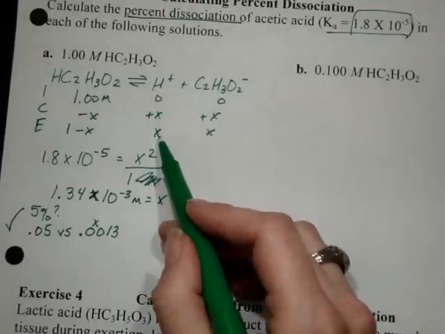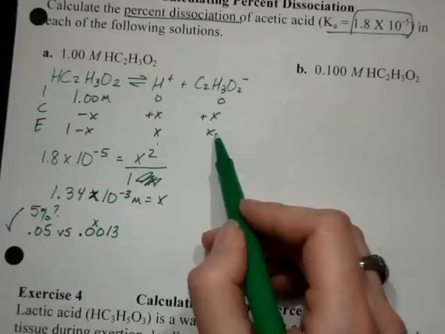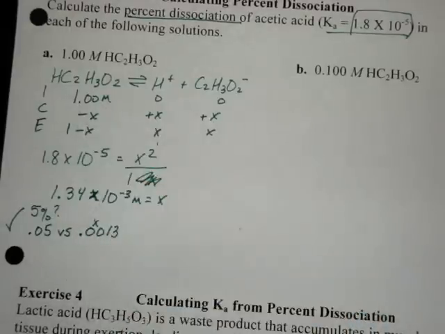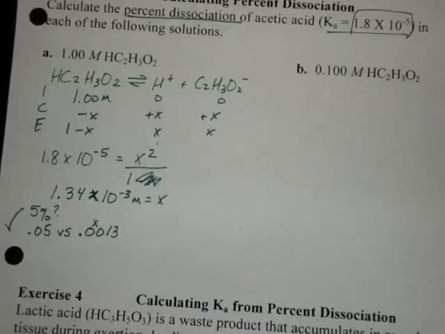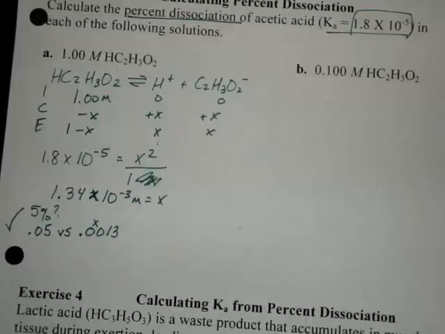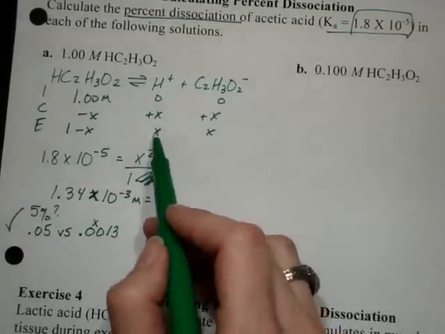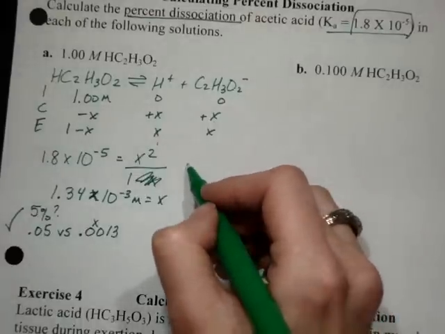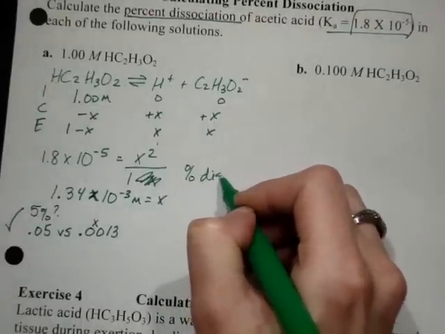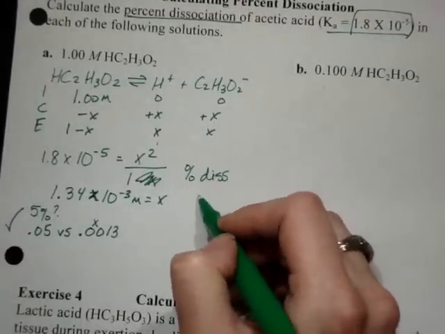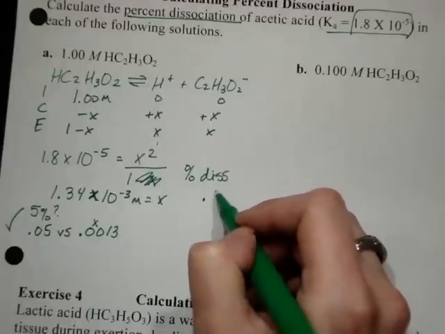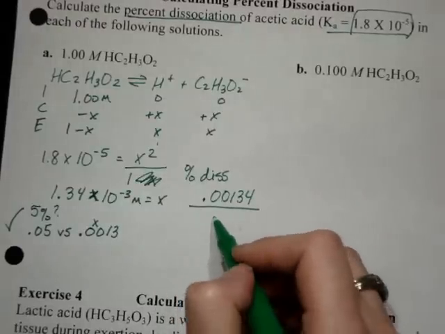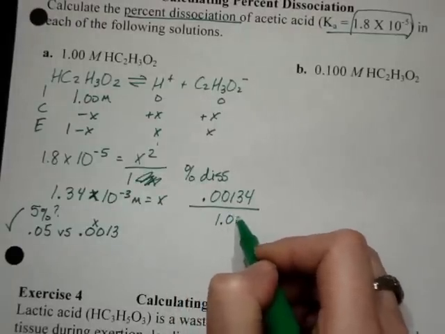So that means I've got the hydrogen concentration, I've got the acetate concentration, and I can get the acetic acid if I want to. But I only want to know how much of the original amount dissociated. So these are the dissociated amounts, they're equivalent. To get the percent dissociation, I'm going to have the amount that dissociated, so 0.00134, out of the original concentration.